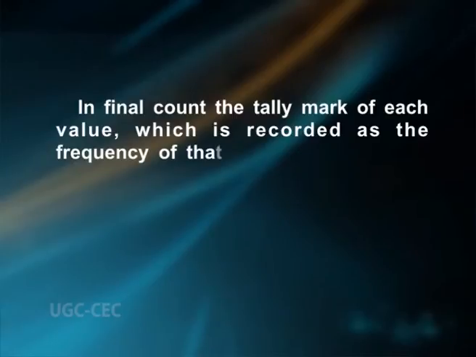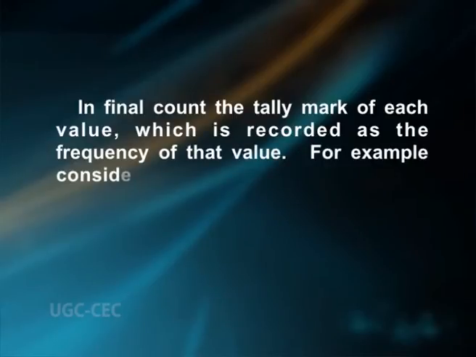To create an ungrouped frequency table using the given data, first we list the collected values in ascending order of magnitude and then read the data one by one and put tally marks against the listed values. Finally, count the tally marks of each value, which is recorded as the frequency of that value.